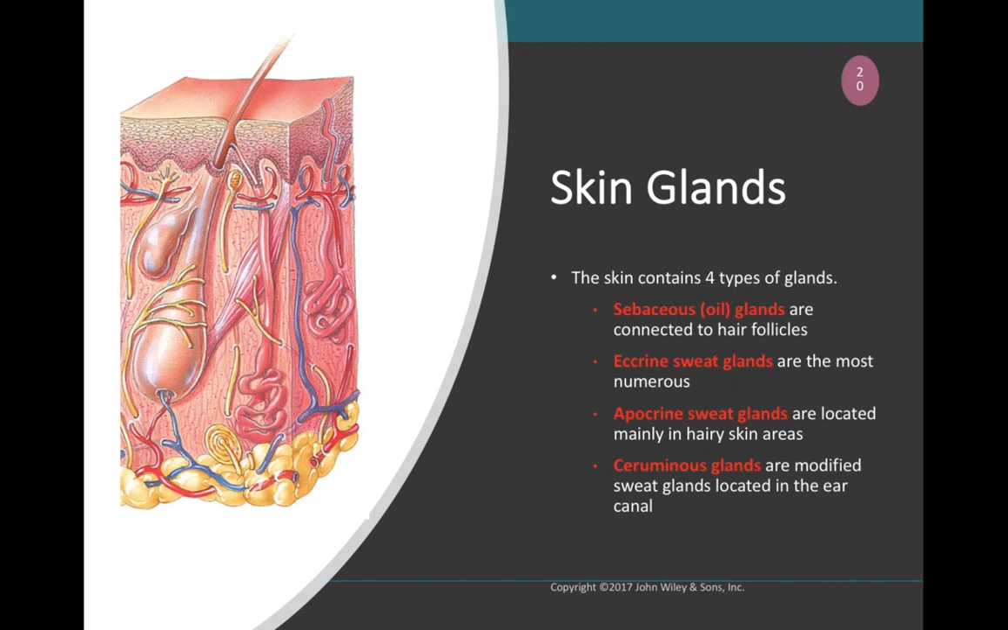Apocrine sweat glands are going to be found in the axilla as well as the genital regions. So apocrine sweat glands are going to be found in these hairy skin areas. Ceruminous glands are specialized sweat glands, and they are located in the external ear canal. Ceruminous glands secrete a substance known as cerumen, which is just a fancy word for earwax.